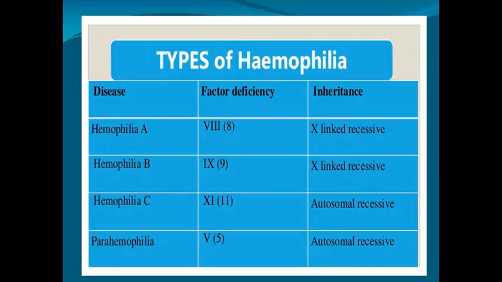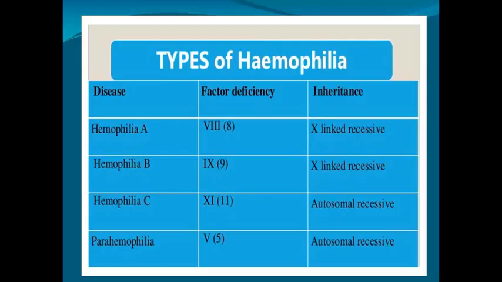There are five types of hemophilia: hemophilia A, hemophilia B, hemophilia C, parahemophilia, and autosomal hemophilia. Hemophilia A means deficiency of factor VIII, and it is an X-linked recessive disorder. Hemophilia B is a deficiency of factor IX, and it's also an X-linked recessive disorder. Hemophilia C is a factor XI deficiency, an autosomal recessive disorder.